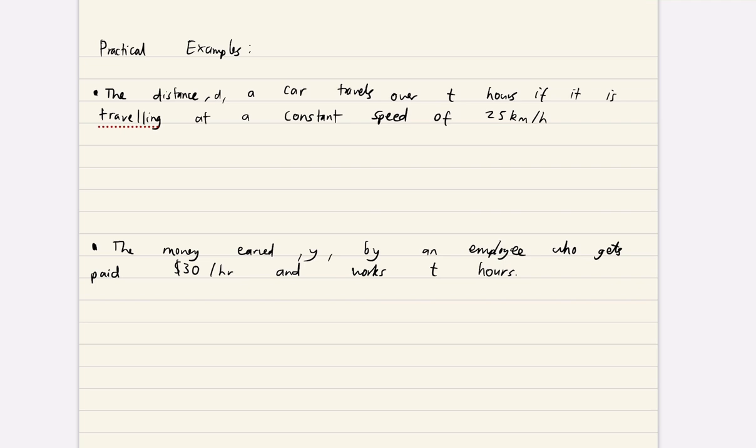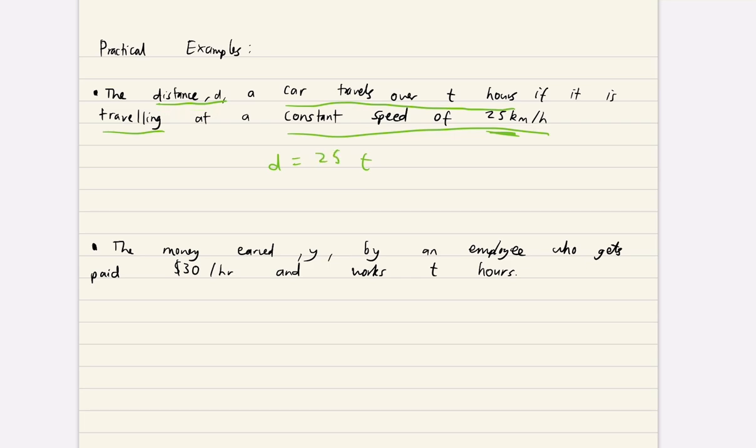So if we look at the first one, it says the distance d a car travels over t hours if it is traveling at a constant speed of 25 kilometers an hour. Okay, so our two variables we're trying to relate here are d and t. And now all we've got to do is relate them and use what we know to relate them. So d will change with respect to t, and it will change by how much? It will change by our gradient, which in this case is 25. So d will be equal to 25t.